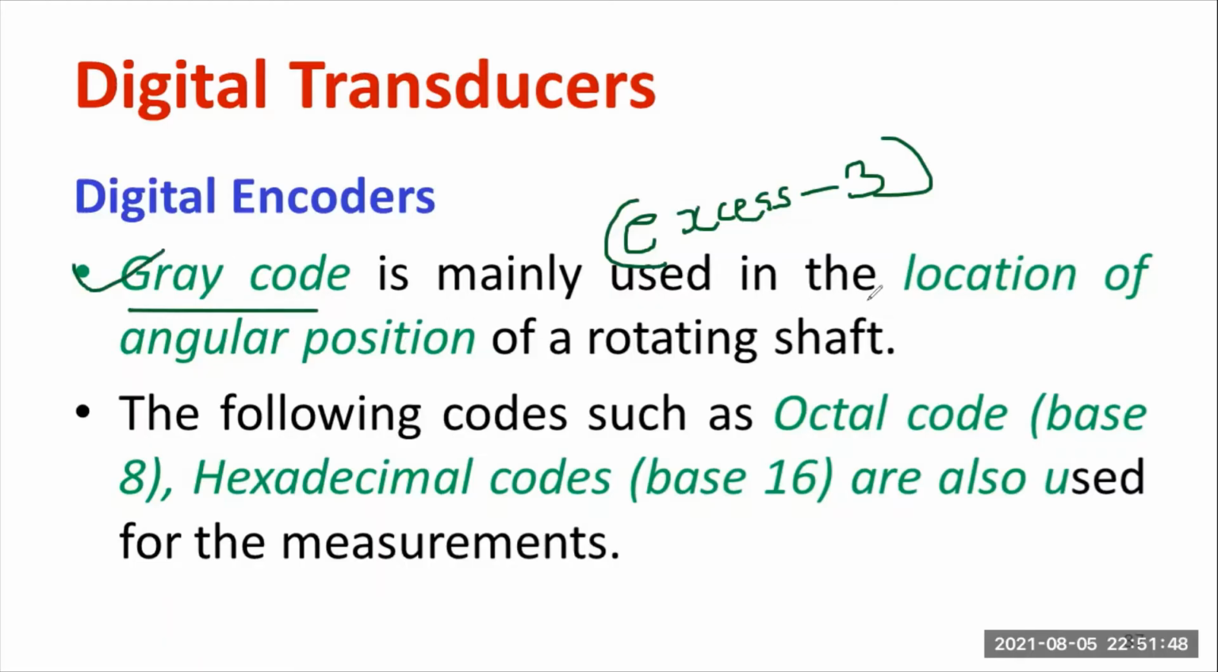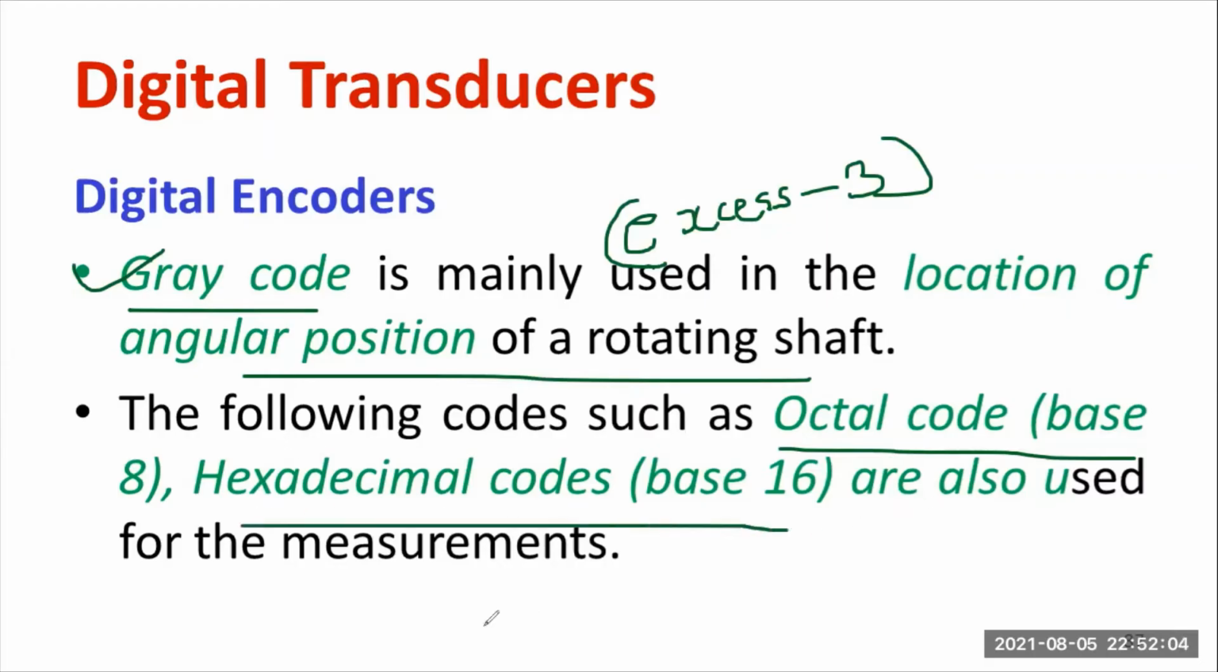Suppose any location of angular position is required for a particular rotating shaft, we'll be using gray code techniques in the digital encoder. And also different types of code such as octal code. Octal code means base 8. Hexadecimal code, base 16, is also used for special types of measurement. However, the binary code is quite popular.